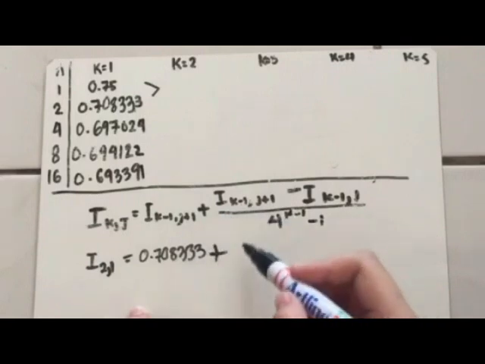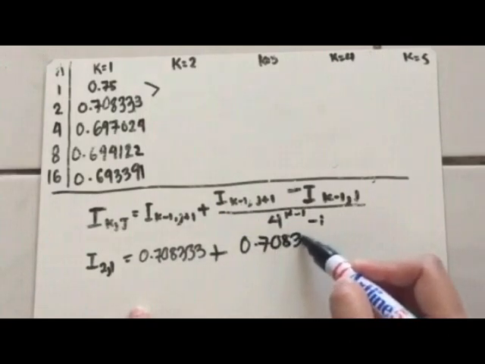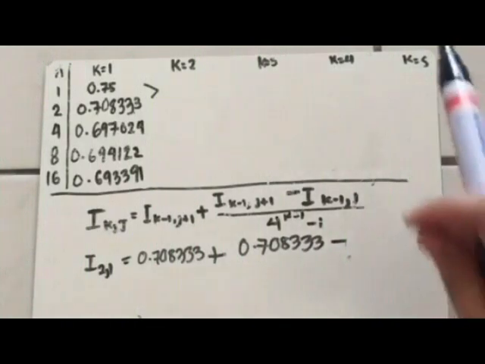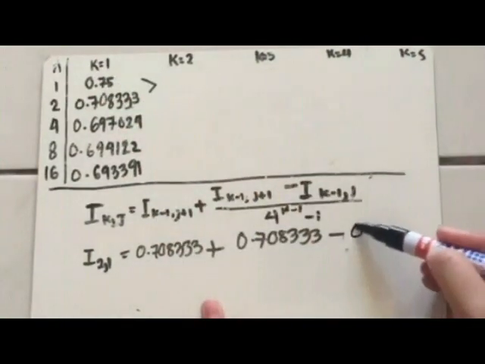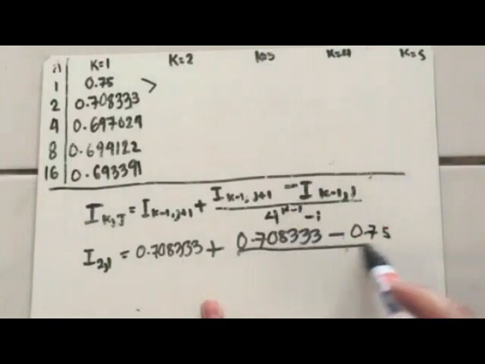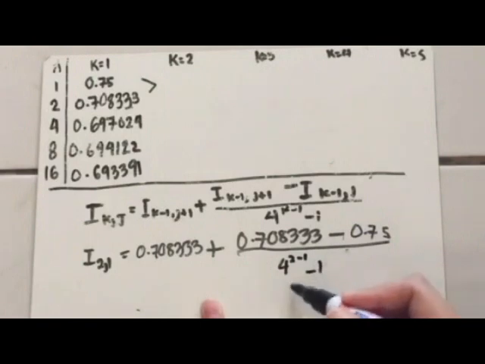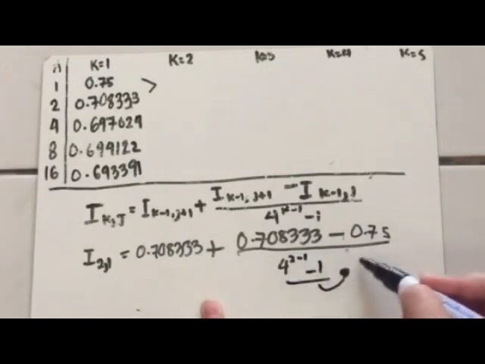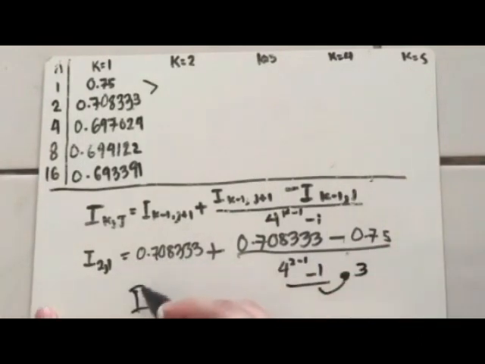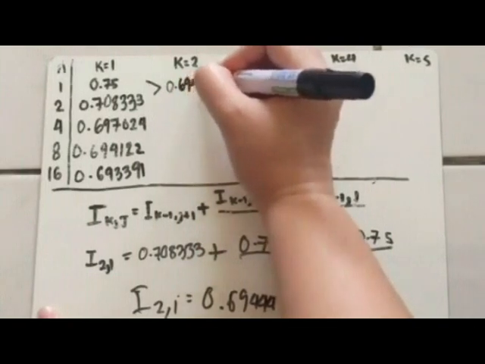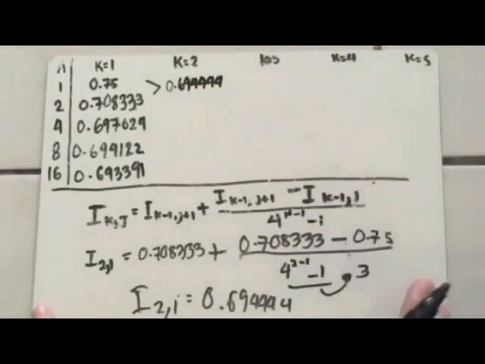0.70833 plus, copy, 0.70833 minus I k minus 1, j. So this is j, which is 0.75, all over 4 to the k minus 1, where k is 2, minus 1, over 1. So this will be constant for k2, which is 3. So I 2,1 is equal to 0.694444.